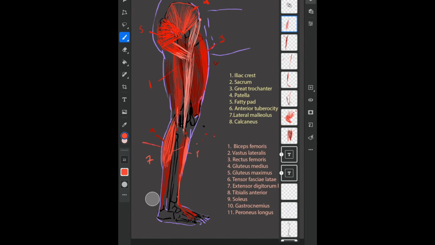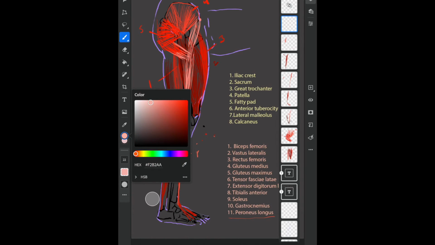The gastrocnemius, that's going to be number 10. What else are we seeing? Well, we're seeing the Peroneus longus muscle. That muscle originates at the head of the fibula, right here. Let's change levels. And let's change colors.